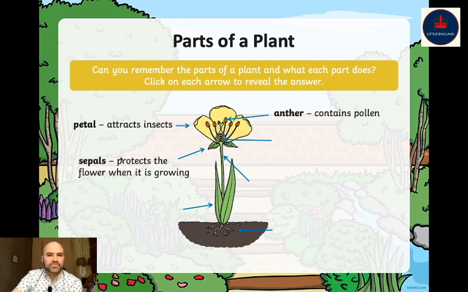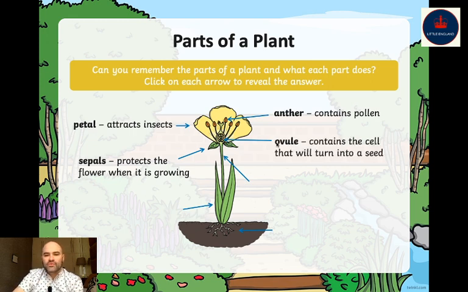Sepals. Do you know sepals? We didn't learn this one or this one. These are both new. So this one is called sepals. Sepals protect the flower when it is growing. These little leaves here protect the flower while the flower is growing. And then this thing is an ovule. Ovule. An ovule contains the cell that will turn into a seed.